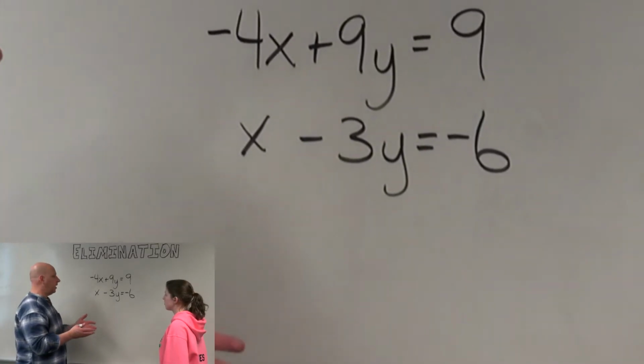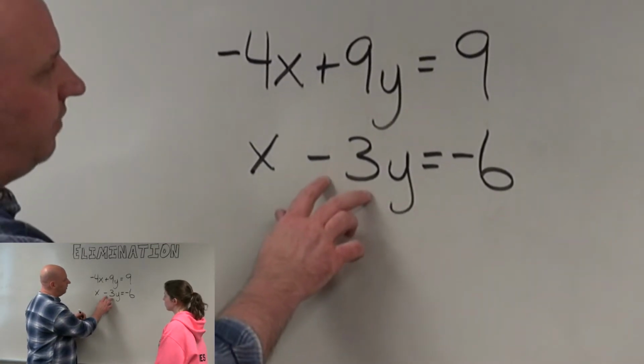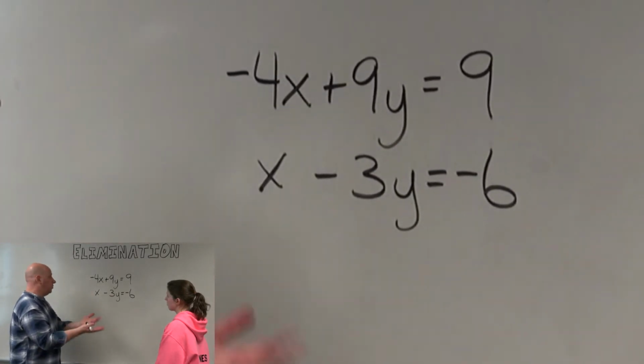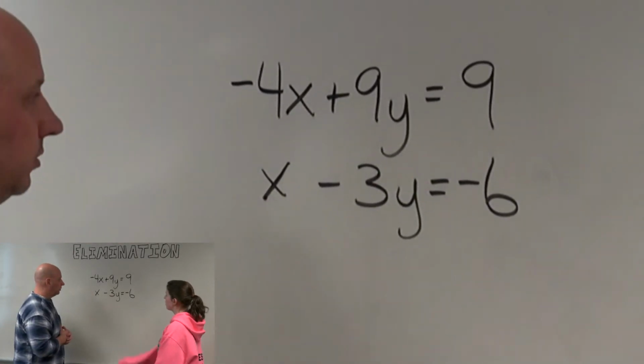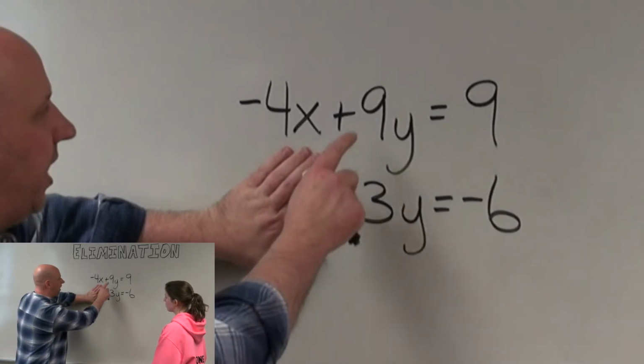Okay, so in order to do elimination on a problem like this, what we need to do is change either this -3 to a +9, or change this 1 to a -4. Which one would you like to change? Let's change the y. All right, what do I have to multiply a negative 3 by in order to make it a positive 9?